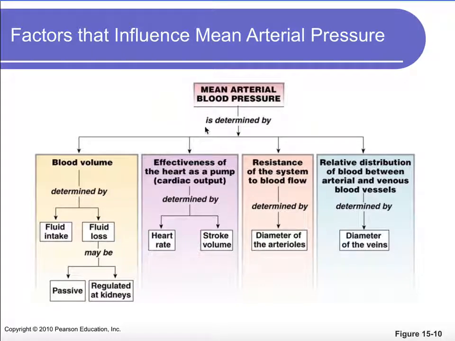So what determines your blood pressure? If we take a look at our mean arterial blood pressure, it's determined by several factors. The first one is blood volume. The more blood we have in our circulatory system, especially in the arterial circulation, the higher the blood pressure. So what determines blood volume? Well, our fluid intake certainly influences it. The more fluid we drink, that water will become part of the plasma of our blood, so our blood volume increases, which means our blood pressure increases.